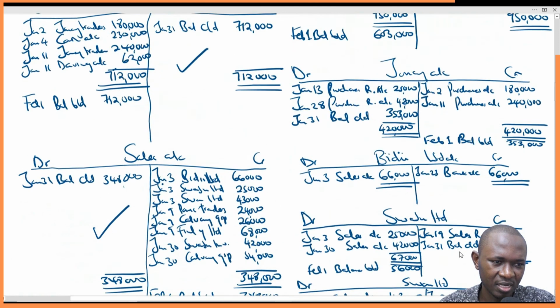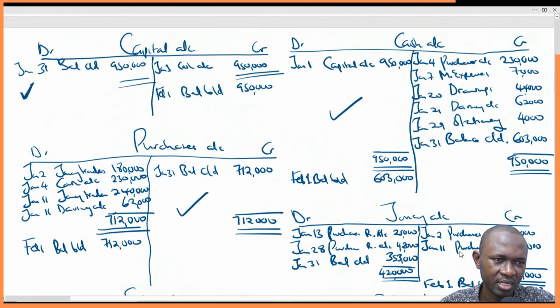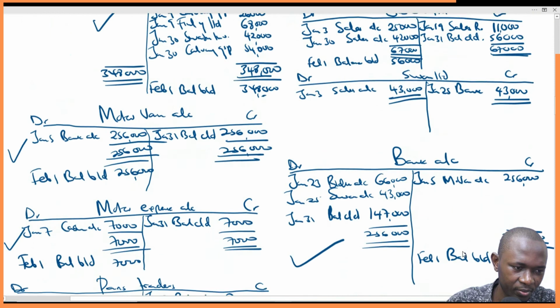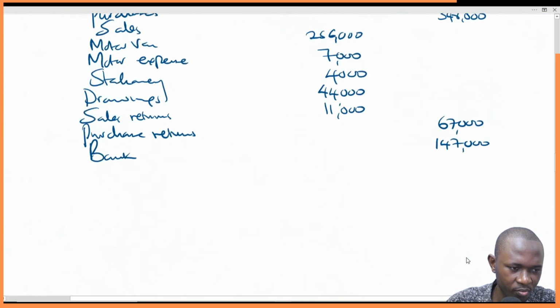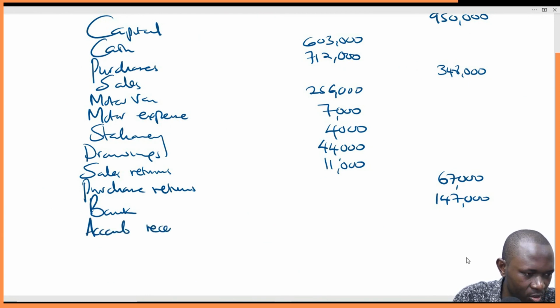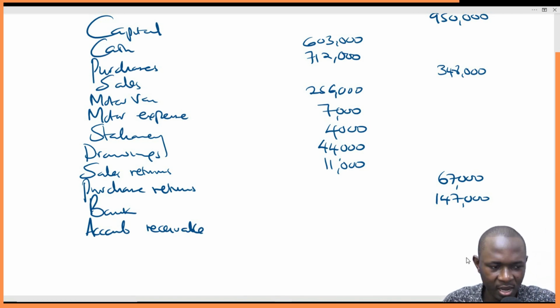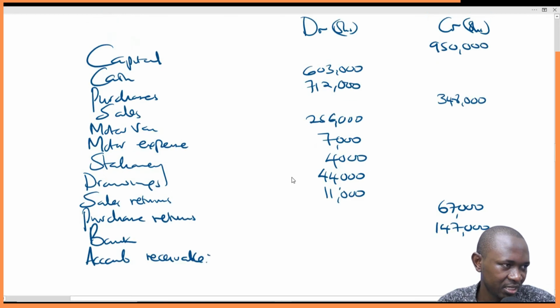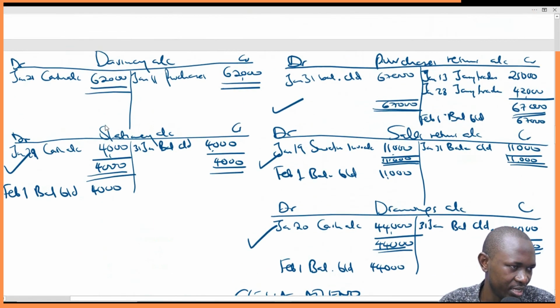So Swan, Saju, BD, Jonesy, I think we are done. Now we are remaining with two parties here, and the parties are either accounts receivable or accounts payable. So under accounts receivable, we will have, let's just have accounts receivable. Now these are the debtors. So let's look for those with the debit balance.